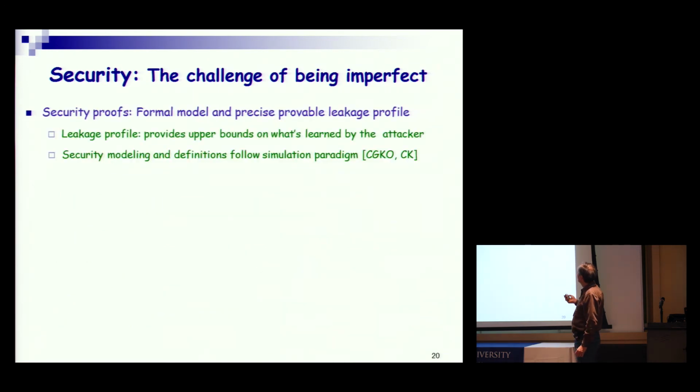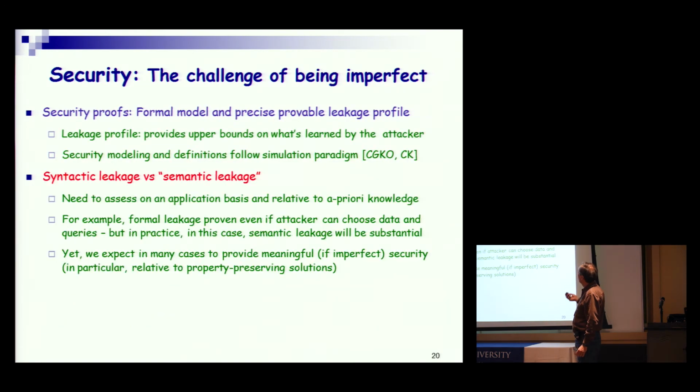So let me see. Okay, security proof. Okay, syntactic leakage versus semantic leakage. These proofs tell you, mathematically speaking, they are good. They tell you leak this, and this, and that's it. I have a long minute to go.